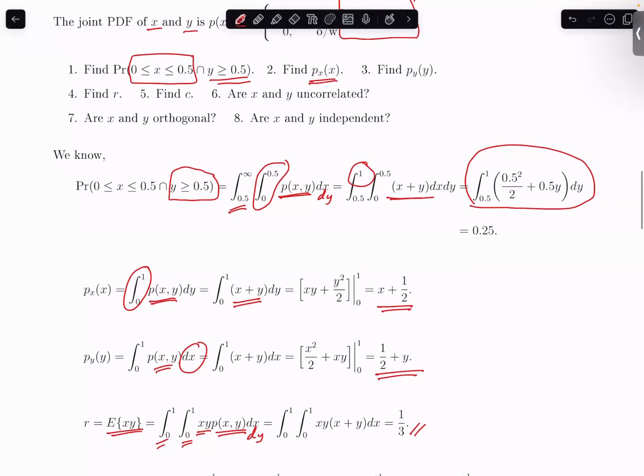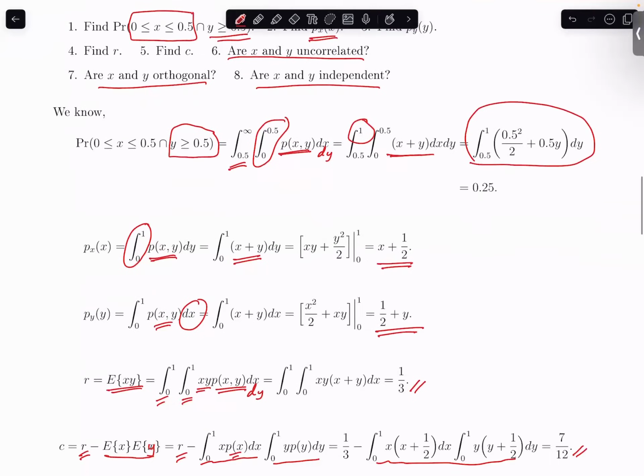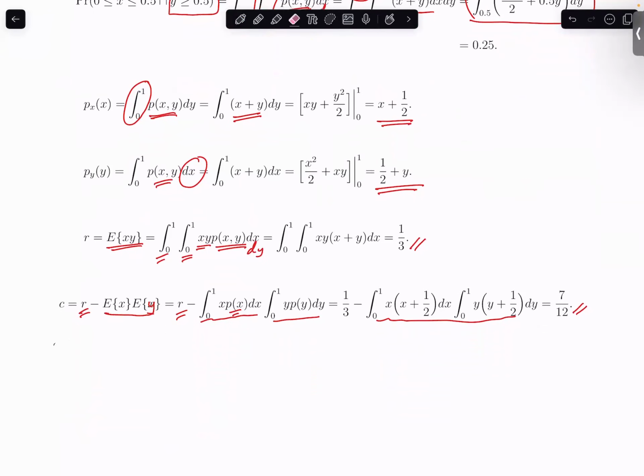And then once we evaluate this, we're also being asked if x and y are uncorrelated, if x and y are orthogonal, and if x and y are independent. For uncorrelated, we need to have covariance equal to 0. Since in this example, the covariance is not equal to 0, x and y are not uncorrelated. Next, for orthogonal, we need to have expected value of x times y, that is correlation between x and y, to be 0. And since it is not 0 in this example, they are not orthogonal.